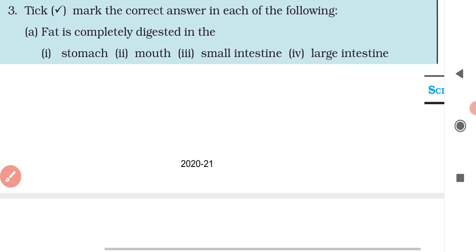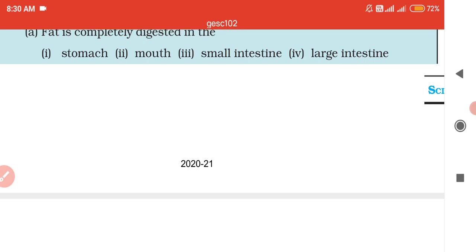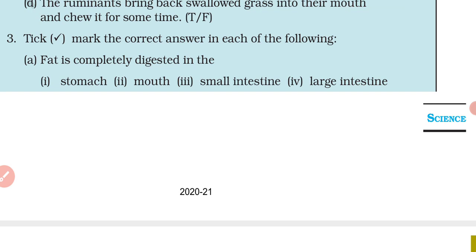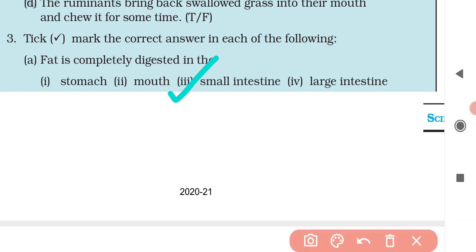Next question, question number 3. Tick mark the correct answer in each of the following. Question A: fat is completely digested in the stomach, mouth, small intestine or large intestine. This is an MCQ, a multiple choice question. Four options are given to you. Where is the fat completely digested? It is digested in the small intestine. The complete digestion of food takes place in the small intestine, and fats are also digested completely in the small intestine.